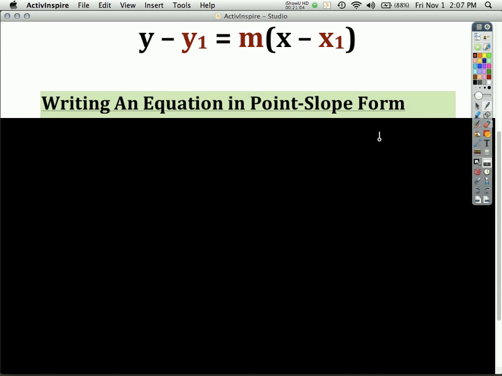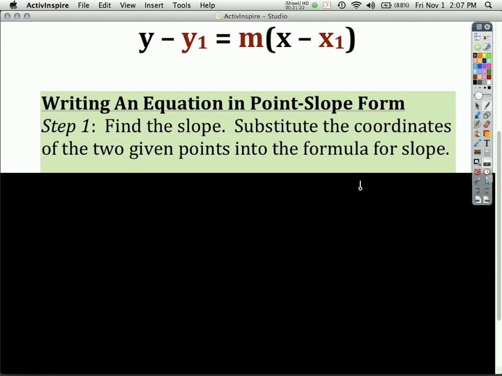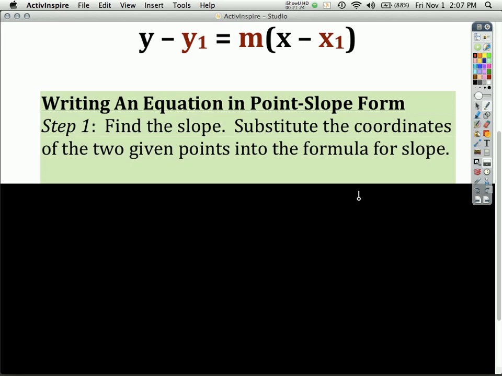So, writing an equation in point-slope form. Some of you are going to instinctively know what to do. Some of you can look at the form and say, oh, I know what I need, I just need to fill it in. But since we have a variety of skill levels in the room, I'm going to provide you with a sequence of steps that will lead you to success. Step 1, find the slope.